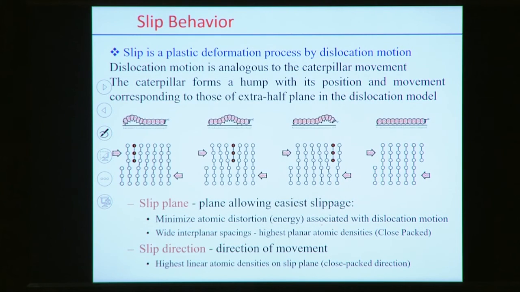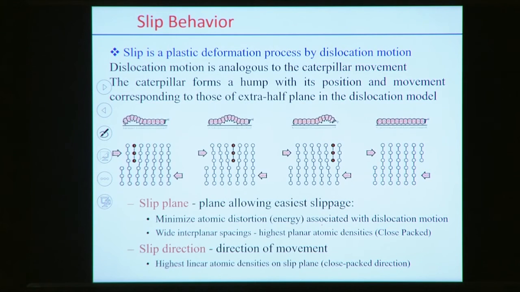So by dislocation movement we can represent the slip mechanism, but slip can be represented in another way also. Here we are trying to represent the slip and the plastic deformation by the dislocation motion, but taking some other example. Dislocation motion is analogous to the caterpillar movement. The caterpillar forms a hump, with its position and movement corresponding to the extra half plane in the dislocation model.